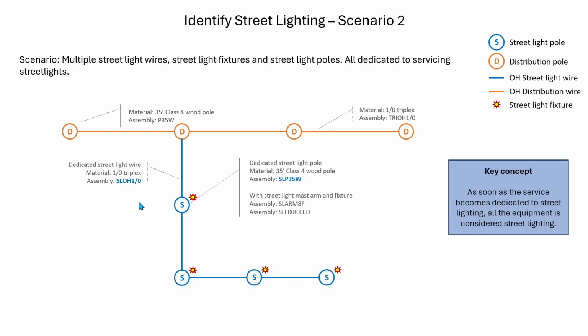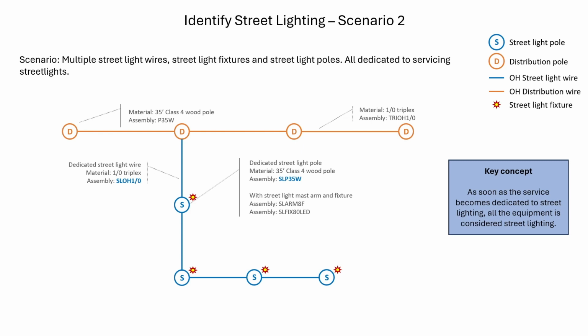In street lighting scenario 2, we are simply extending out scenario 1's example with additional street lighting. As you can see here, we've got additional streetlight wires, poles, fixtures, etc. This is a common situation where you'll see a whole string of street lighting that can go quite a ways in your system.